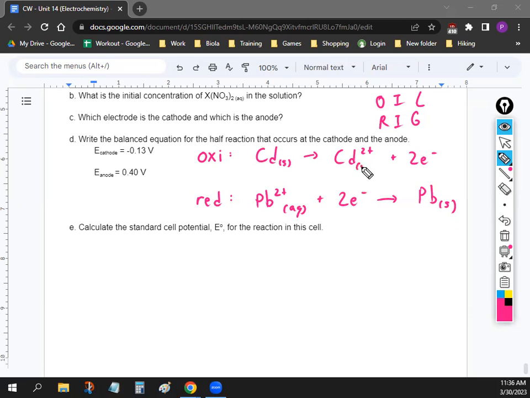Yeah, you could do that. You really don't need to add the states of matter. It's not a big deal because if it's ionized, it's kind of assumed that it's aqueous. So I wouldn't take off points. I don't think the AP test will take off points either.